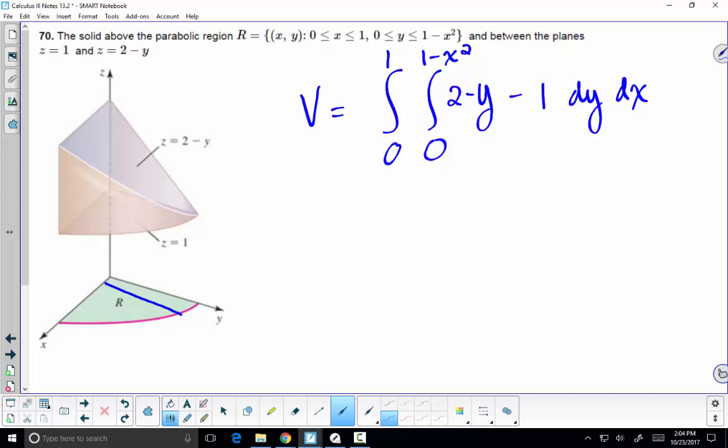So upper surface minus lower surface. Upper minus lower. Yep. I thought you just told me today in my math lab that... No, in the math center. In the math center, sorry.